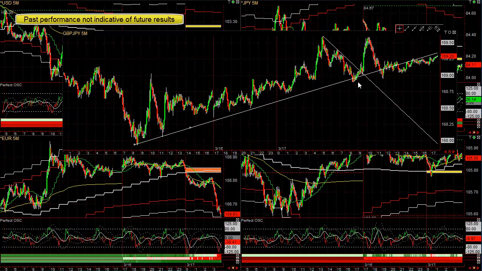That's where it found support, right around that trend line from before. So you had a strong pound, a weak yen. The trend line is a great place to be getting in. This one hit 1, 2, 3 times. This is the 4th time.